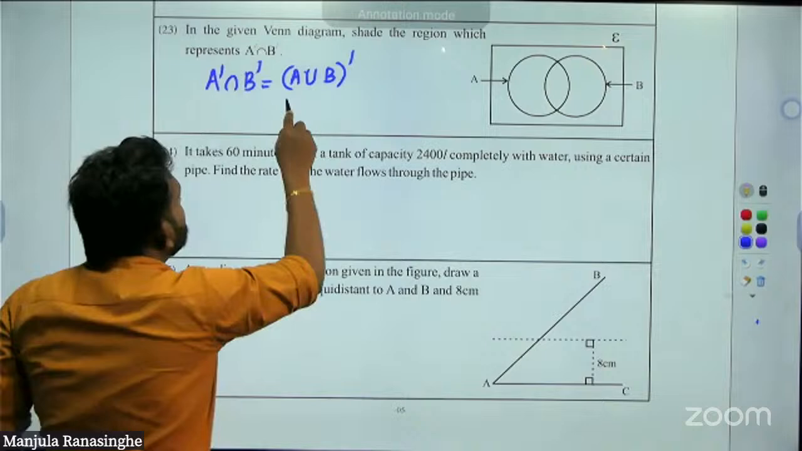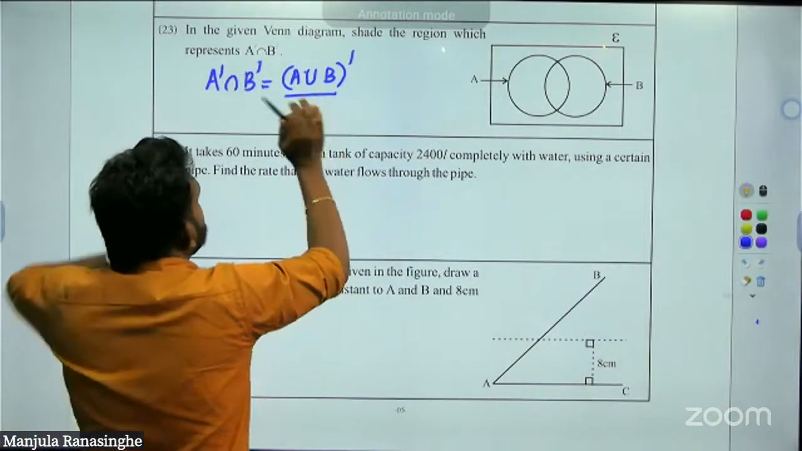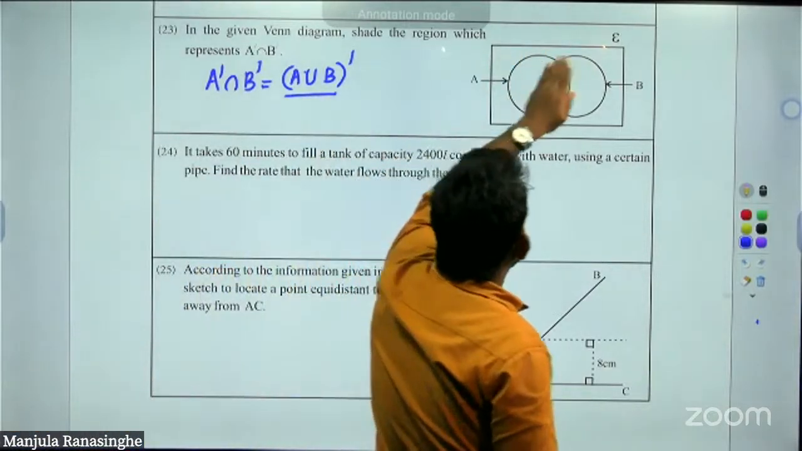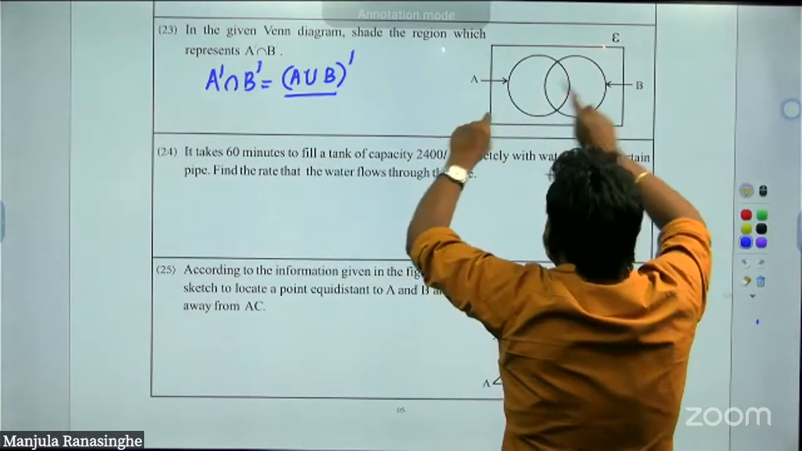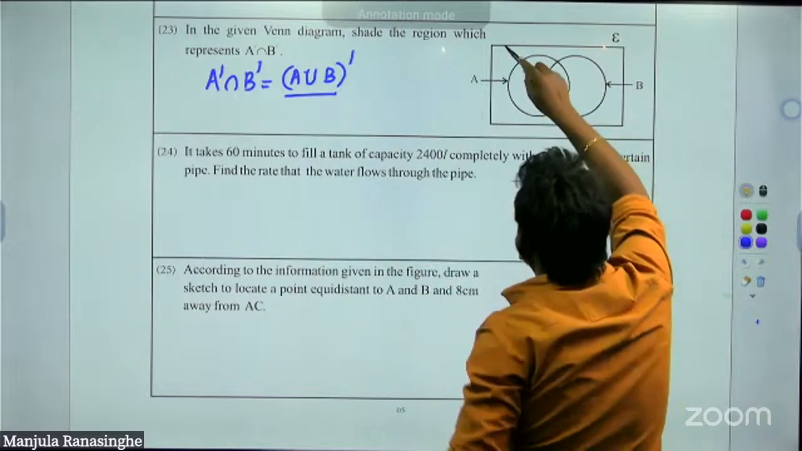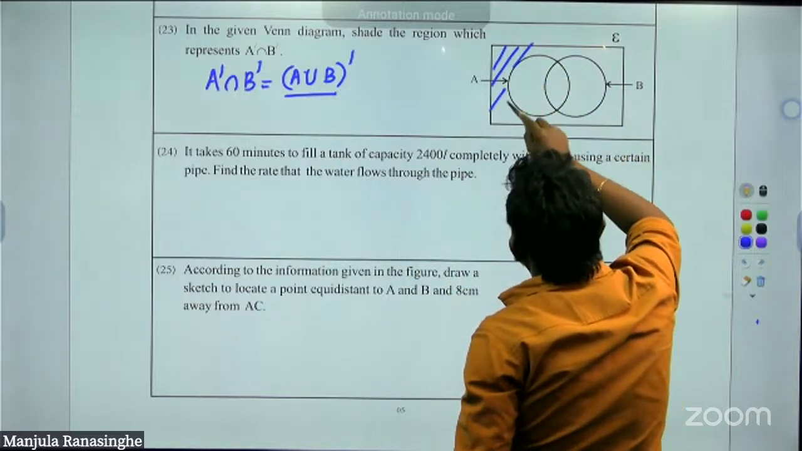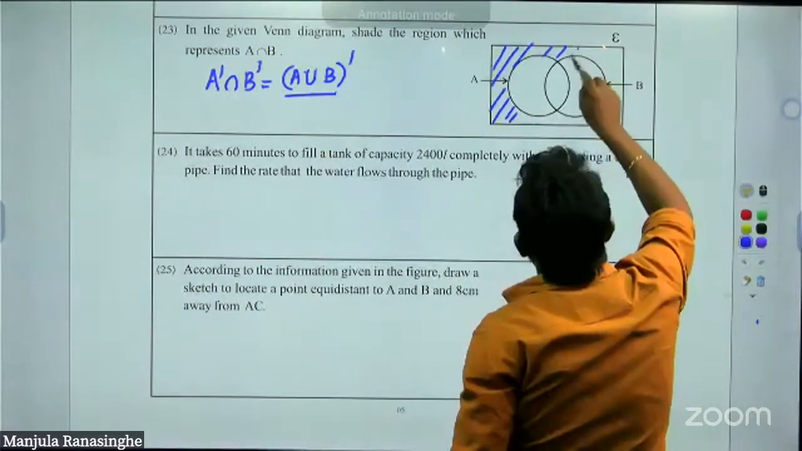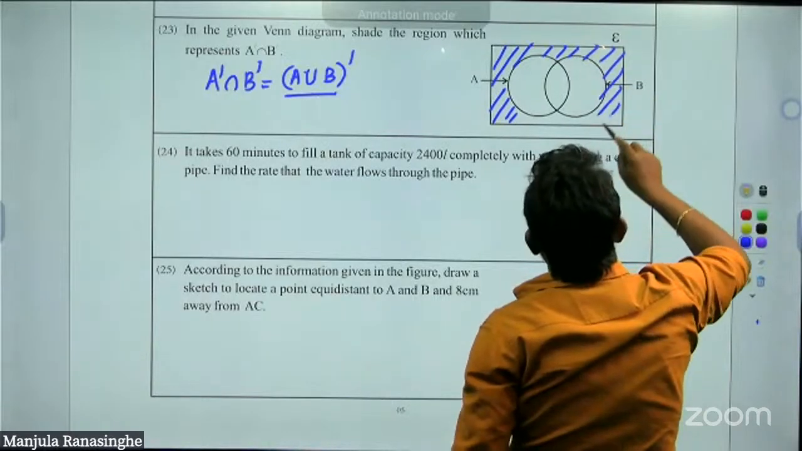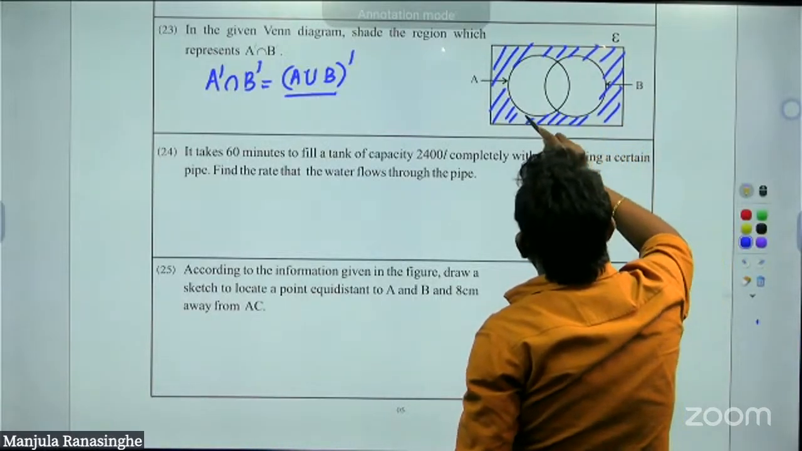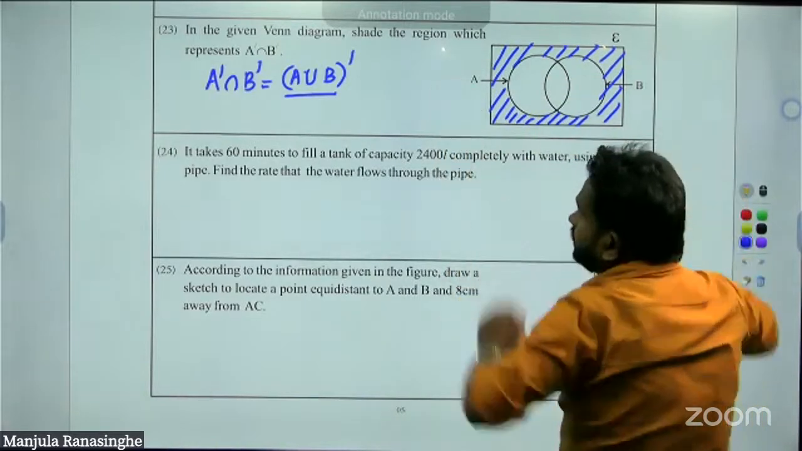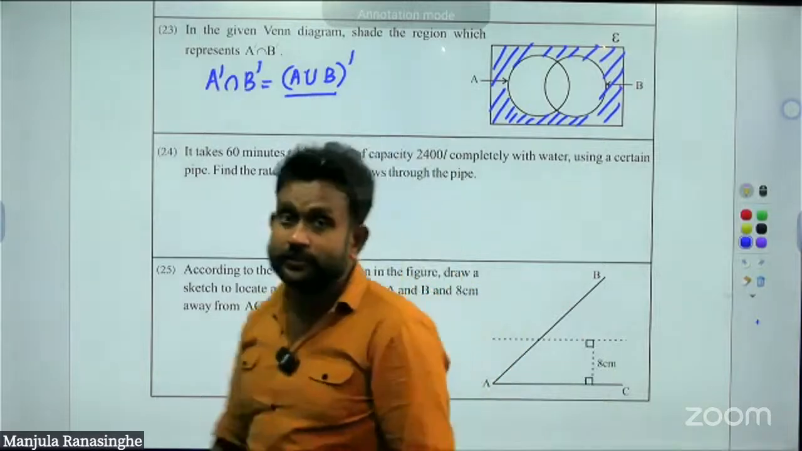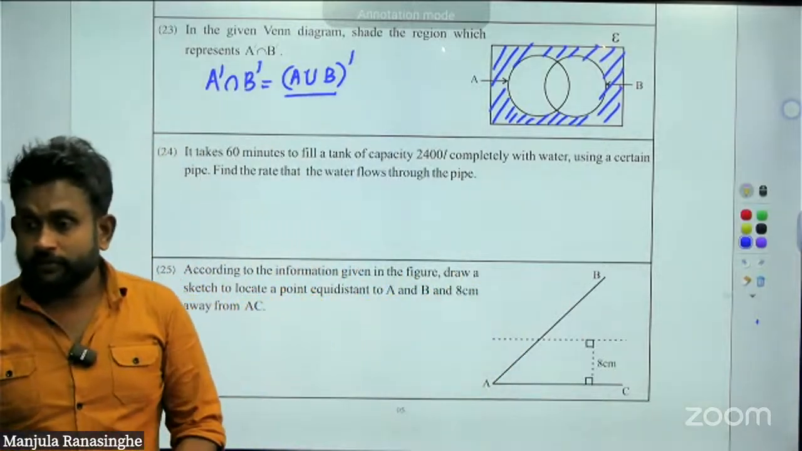Now take that A union B first. A union B, A plus B both, but dash means except that. A plus B, not A plus B, except that. So that means the outside of these A and B sets. Okay, right. So this is the shading part. A union B is this part, except that means outside that. Hands up those who got this answer for this question.